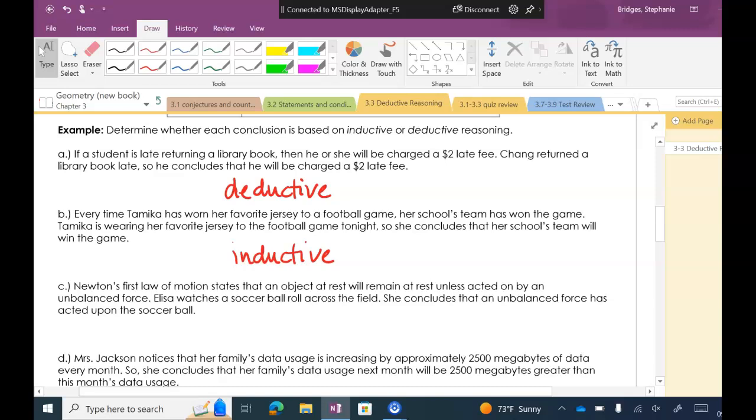All right, go ahead and try C. Read it. Tell me what you think. Inductive or deductive?